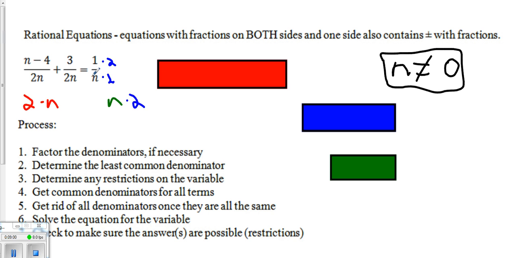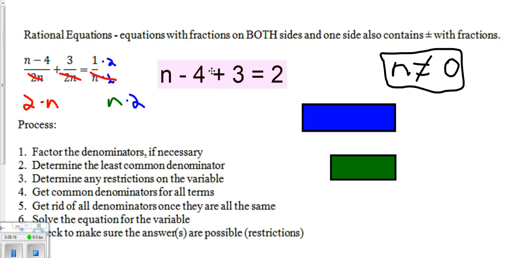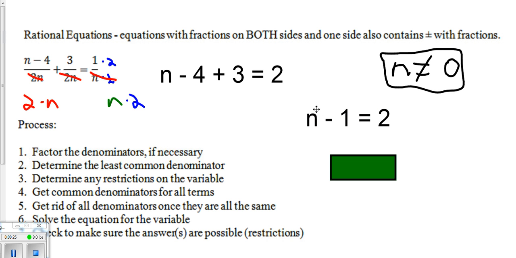From here, again, we get rid of these denominators. We won't be needing them anymore. And we're just going to solve the equation that's left over. We have n minus 4 plus 3 on one side. That's going to equal 1 times 2. Well, what is 1 times 2? It's just simply 2. So our equation right now says n minus 4 plus 3 equals 2. Combine like terms on this side, we get n minus 1 equals 2.